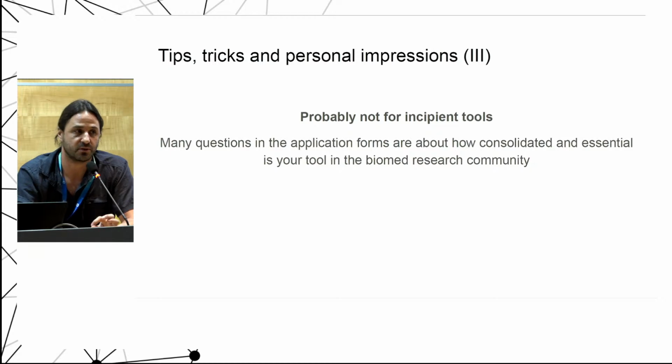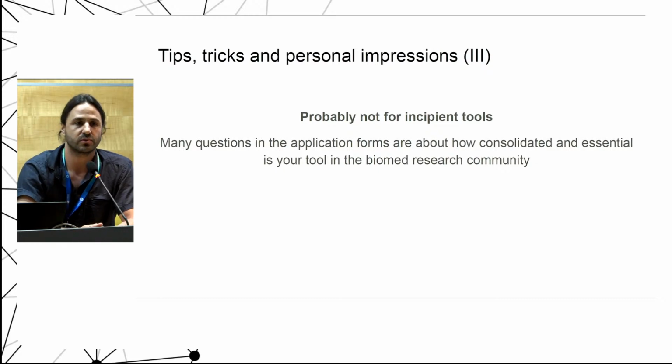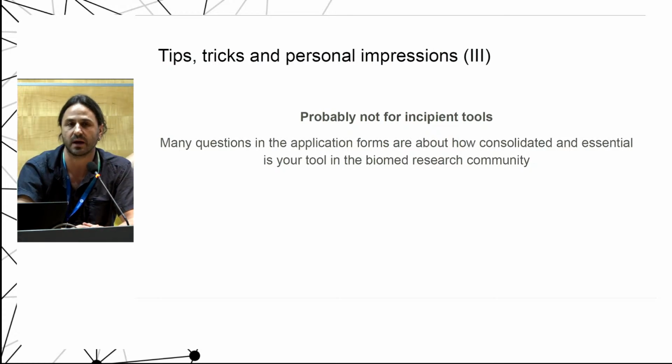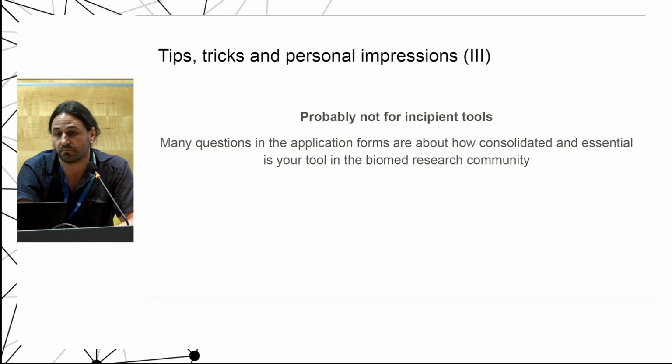Probably not for incipient tools. This means that they are looking for well-consolidated tools. I have seen applications for tools that are great, but they have just started, and they are not meeting their criteria, which I think is tools with not only citations, but with community, users, external contributors, something that you look at in GitHub and it looks like, wow, this is consolidated, there is a community around it, etc. This is my impression, but I have seen many good projects failing because of this.